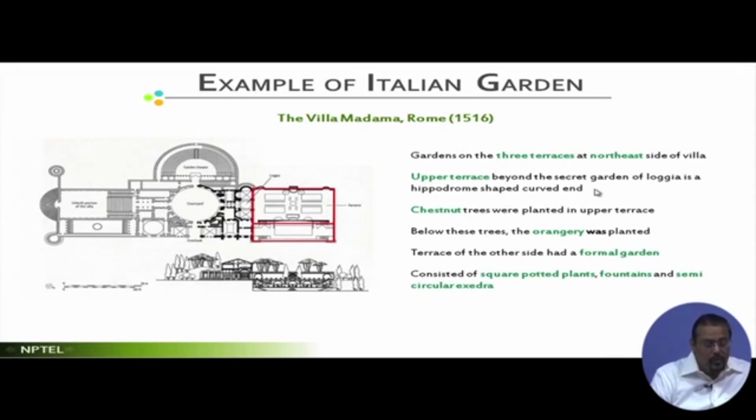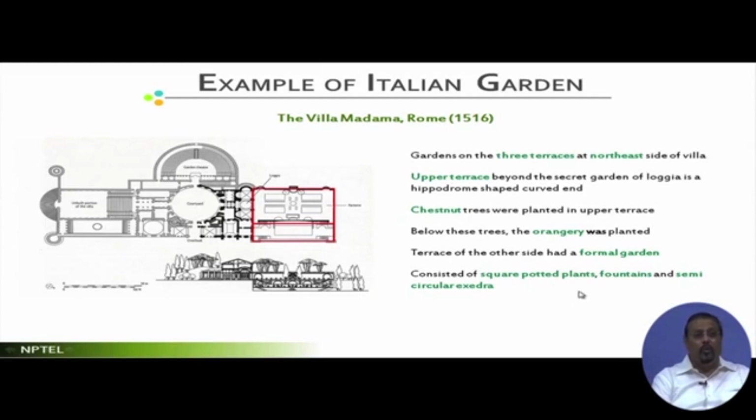The upper terrace, beyond the secret garden of Loggia, is curved. Chestnut trees were planted in the upper terrace, and below these trees the orangery was planted. Now if you look at this, essentially again the level changed from one to another.